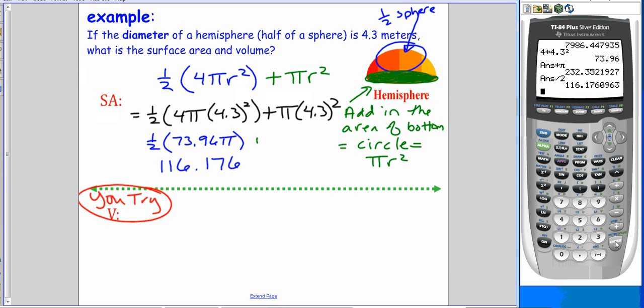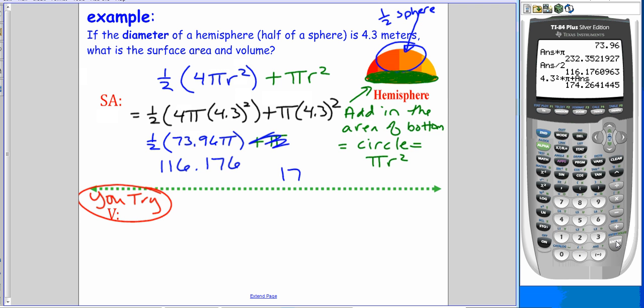So I have plus pi times 4.3 squared. And I'm going to go ahead and hit times pi. So I hit times pi twice. And then I'm going to add it to my answer. The answer button is down by my little pointer, and it's blue, which means I have to push the shift button first. So this gives me, I don't know what this was, so I'm going to take this out. And then I get a total of 174.264, and my units are meters squared for my surface area.